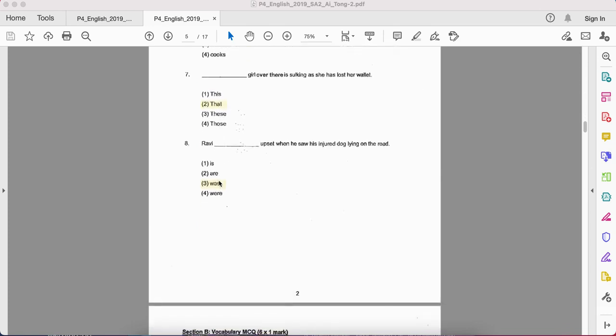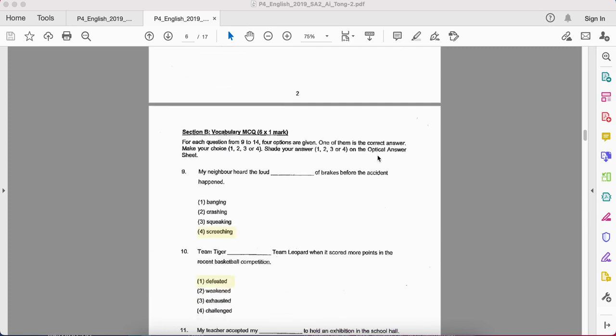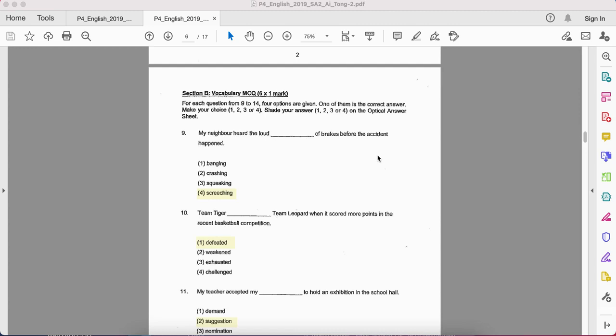Question number 8. Ravi blank upset when he saw his injured dog lying on the road. Now, if you look at the answers, the MCQ answers, you've got is, are, was, were. Now, Ravi was upset when he saw his injured dog lying on the road, because that's what he felt when he saw. Okay, you can see the word saw is already referring to the past tense. All right, so obviously was is the right answer here, because Ravi was upset when he saw his injured dog lying on the road. Moving on to section B.